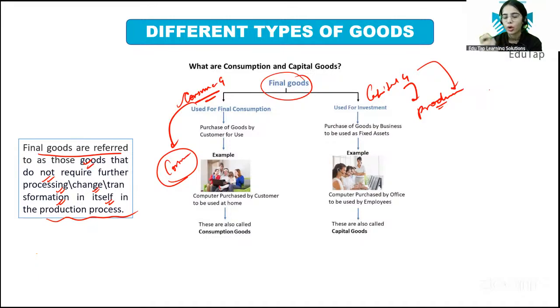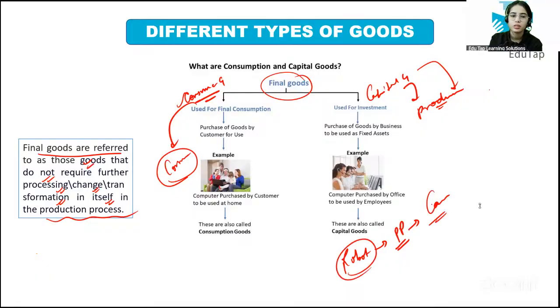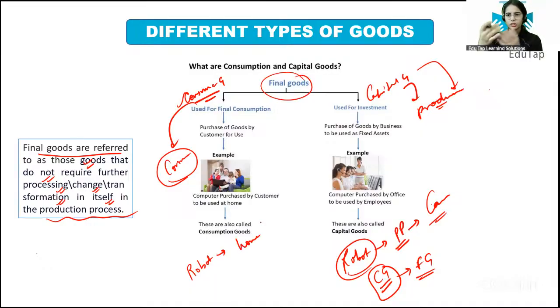If we have a robot that is used in the production process to produce cars, so this robot is a machine. So it is a capital good. That is considered a final good. If we have a robot at home, have you seen those small circle shaped robots that clean the houses? So if we have a robot at home, this is a consumer good that is used by the consumers. Got it? Got the difference?